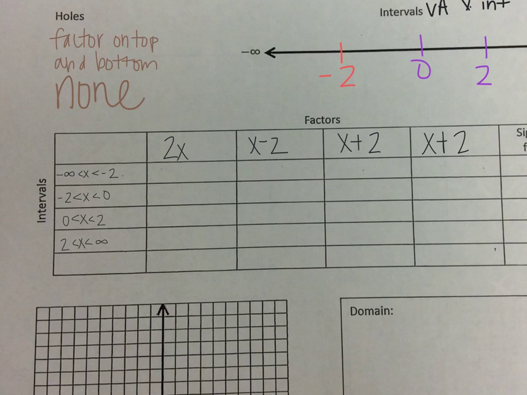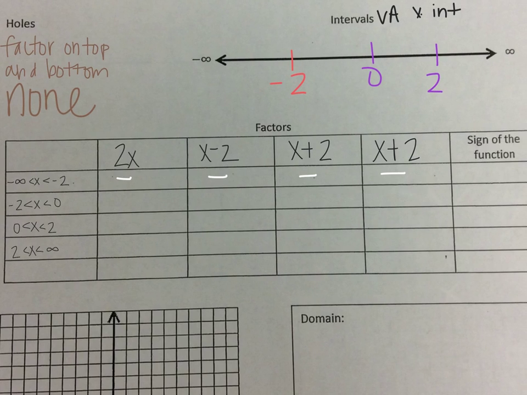So I've got to pick a number in each of these intervals and figure out what happens to each of the factors in that interval. If I pick a number between negative infinity and negative 2, let's say negative 5, then 2 times negative 5 is negative 10, so this factor is negative. Negative 5 minus 2 is negative 7, so this is negative. Negative 5 plus 2 is negative 3, so this is negative, which means this x plus 2 is also negative. So if I have negative, negative, negative, negative, that's going to give me a positive function on the interval from negative infinity to negative 2.